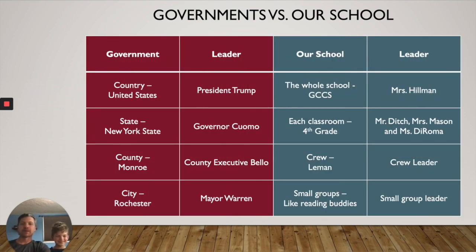All right. So, if we think of this as being the government, which branch of government? Countries, states, counties, or cities? And then these are their leaders. We can compare them to our school and the leaders of those things in our school. So, if we look at this row across, the United States is a country. Its leader is President Trump.